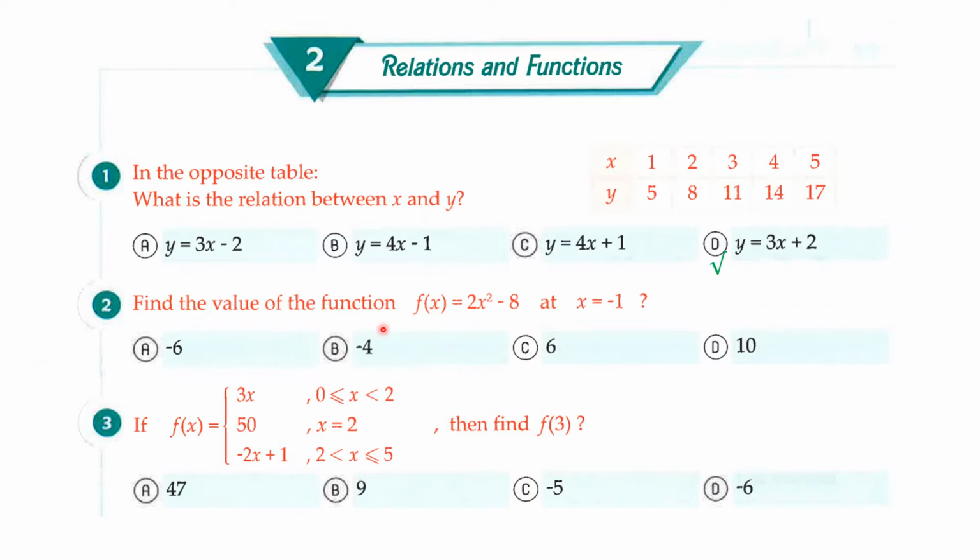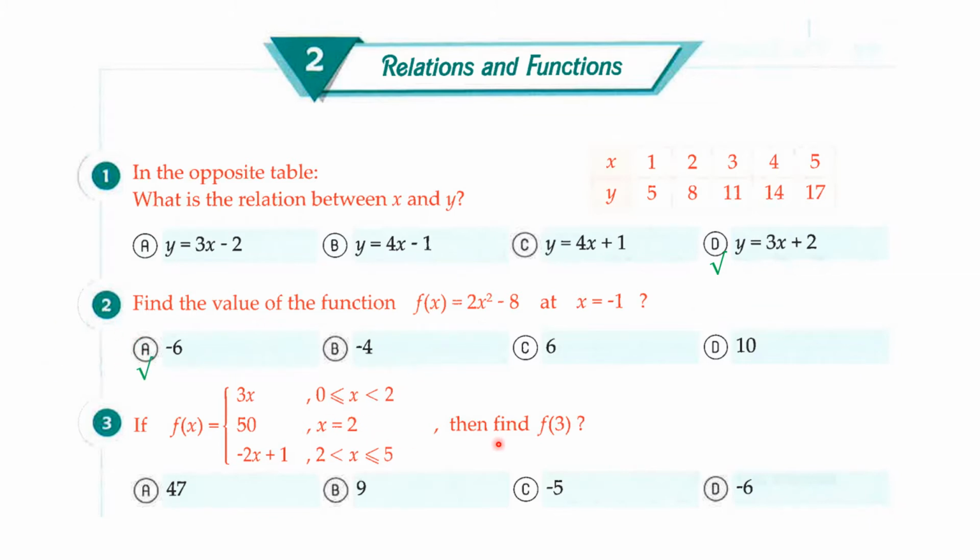Find the value of the function f of x equals 2x squared minus 8 at x equals negative 1. Okay, when we substitute negative 1 over here, what will happen? It's going to be 2. 2 minus 8 is negative 6. So the answer is A.